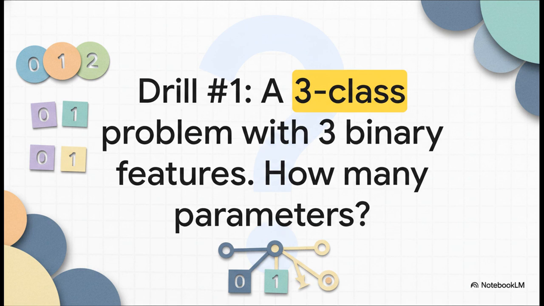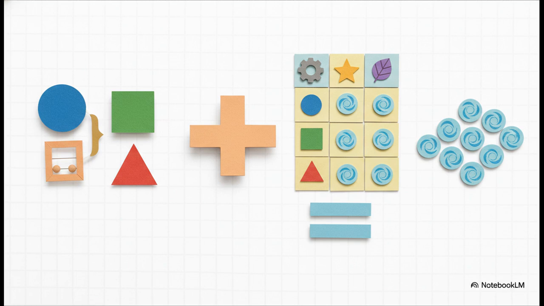Let's switch it out. This time, you've got a 3-class problem. Let's say classes 0, 1, and 2. And you still have 3 binary features. So, using our naive Bayes playbook, how many parameters are you going to need to learn? Think about it. Let's break it down together.